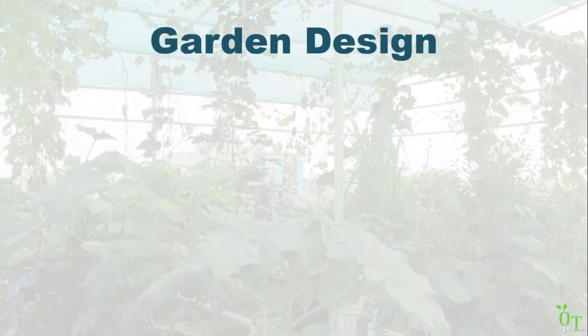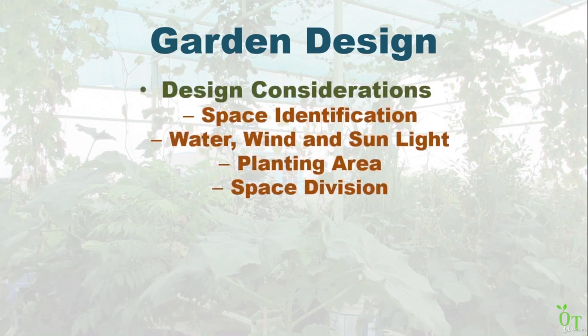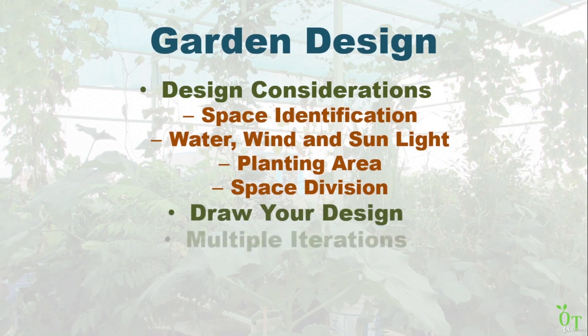In summary, the design considerations are space, water, wind and sunlight, planting arrangement, and structural and functional space division. With all this in mind, you must sit down and draw your design and take notes. Go over it multiple times till you reach a satisfactory design.